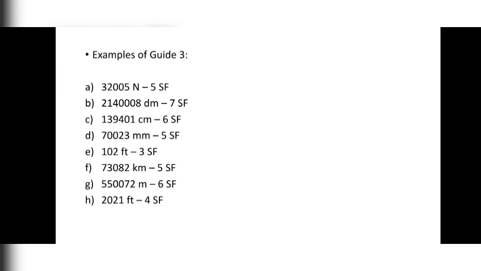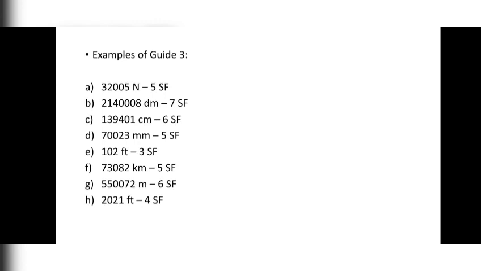For letter B, we have 2140008. So we have 3 zeros in the middle and 4 non-zero digits, which means we have 7 significant figures. For letter C, we have 139401. There's only 1 zero between 4 and 1. So it's got to be 6 significant figures. For letter D, we have 70023. So there are 2 zeros between 7 and 2. It's got to be 5 significant figures.